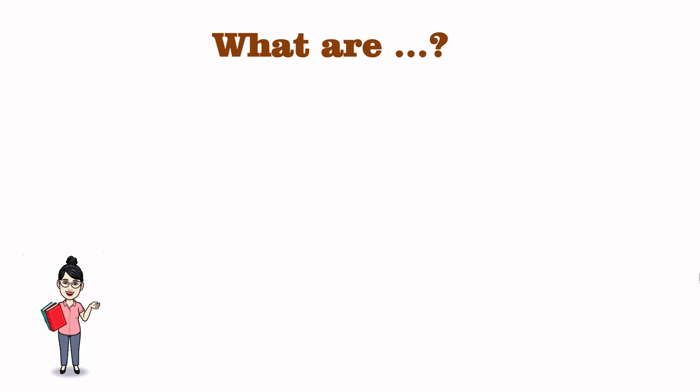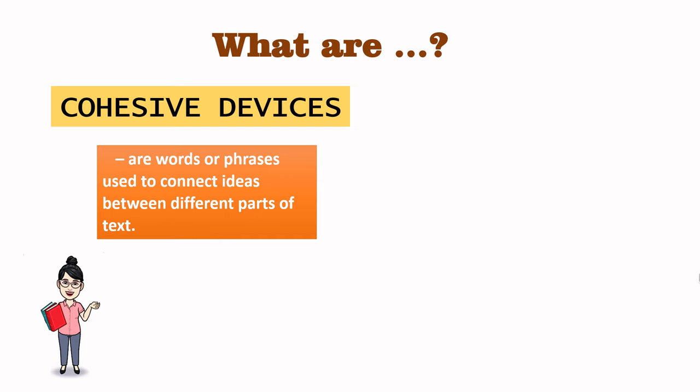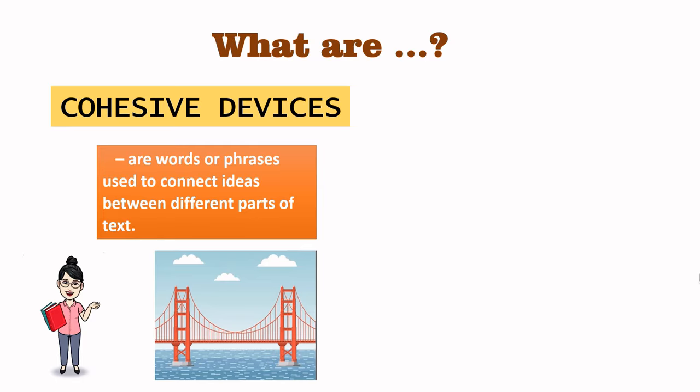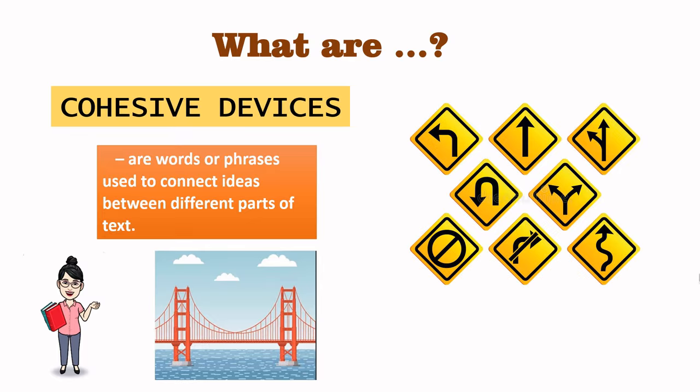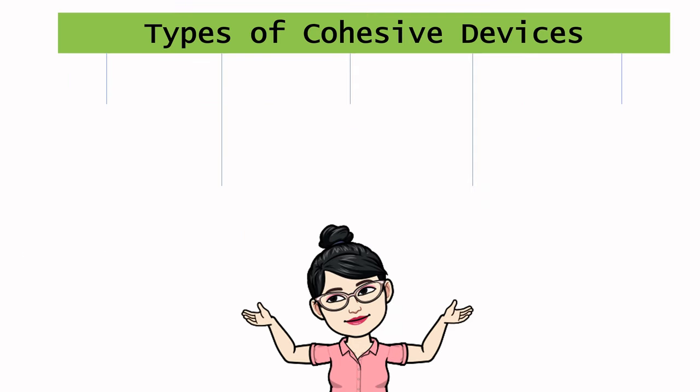Now, let's continue with the question, what are cohesive devices? Cohesive devices are words or phrases used to connect ideas between different parts of text. Masasabi natin na para itong tulay. It connects one place to another. O pwede ring maihalintulad ito sa road signs dahil nagsisilbi itong gabay upang maging mas madali para sa iyo ang paghahanap sa lugar na patutunguhan mo. Kung mali ang pagkakalagay ng road sign, tiyak na maliligaw ang bumabiyahe. Kaya naman, just like in reading a paragraph or listening to a speech, cohesive devices affect comprehension. Proper use of it will help guide the readers put together information between sentences in a text so that clearer understanding will be achieved.